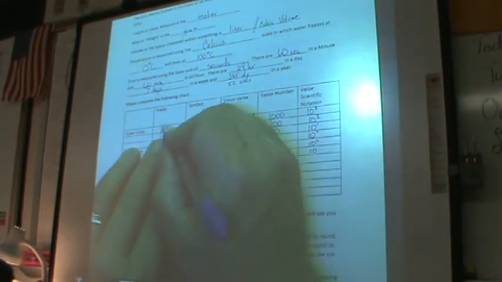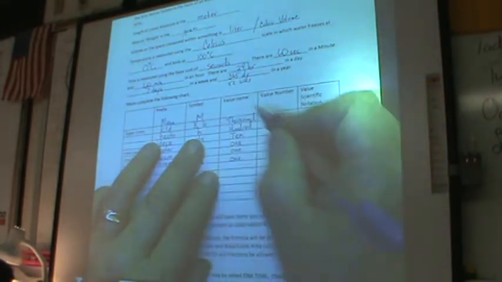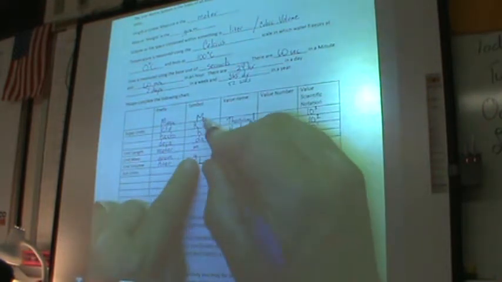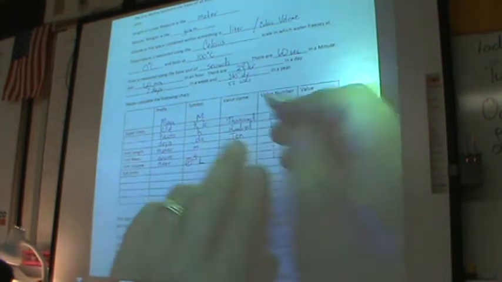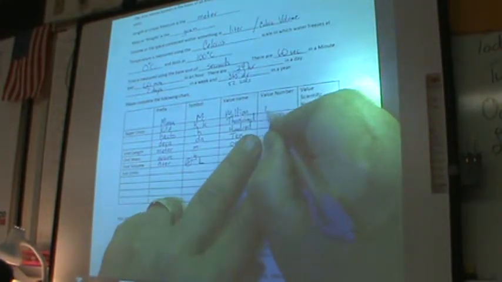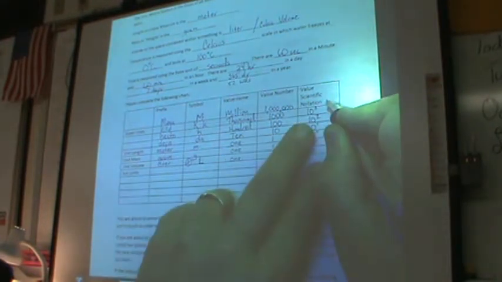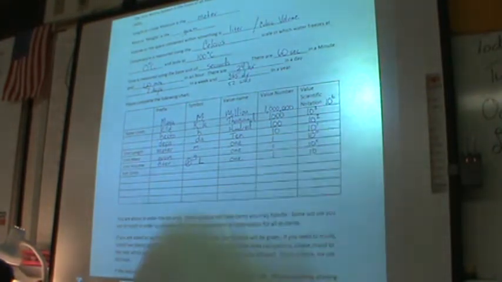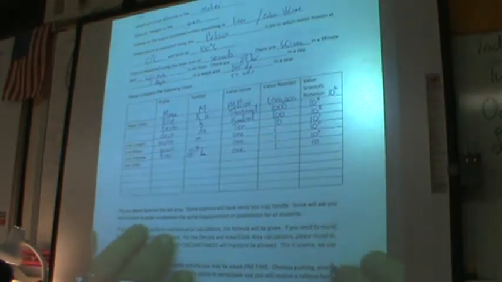The one above that is mega. Its symbol is a capital M, and keep track of the M's. We've got an M here, an M here. We're going to have another one in a moment. It's worth 1,000,000, which makes that 1 with 6 zeros. And in scientific notation, that is 10 to the 6.